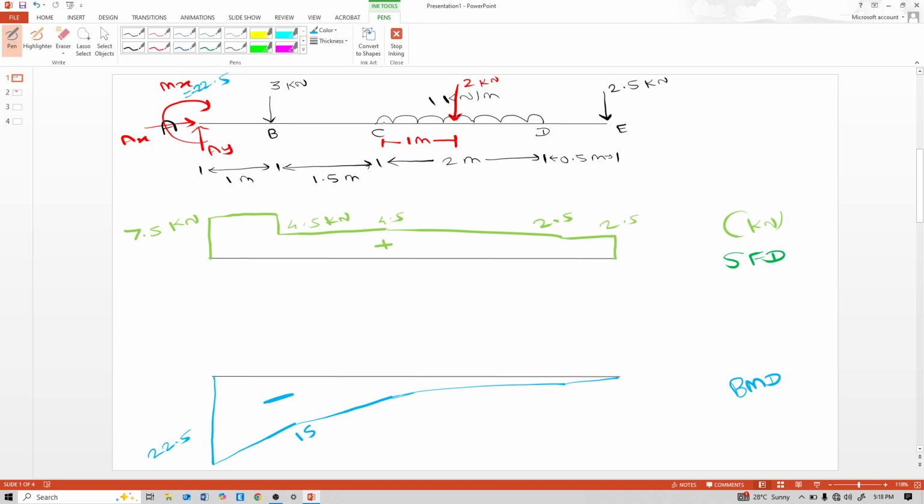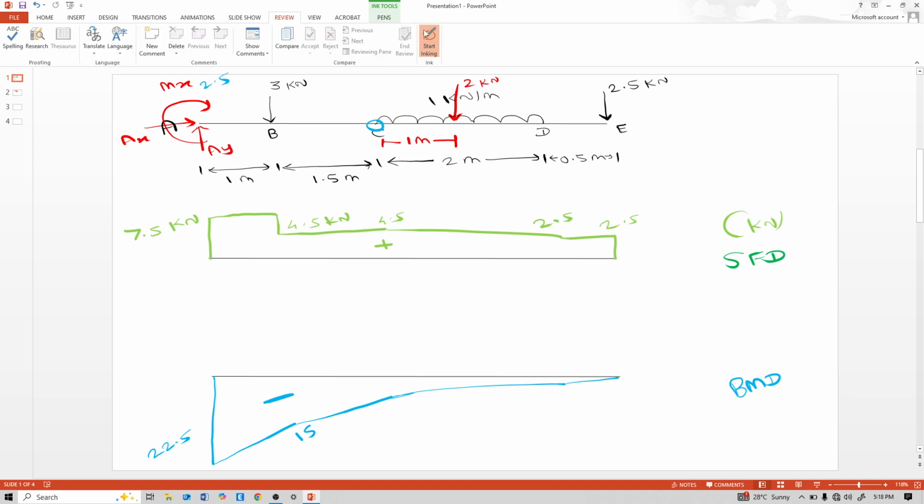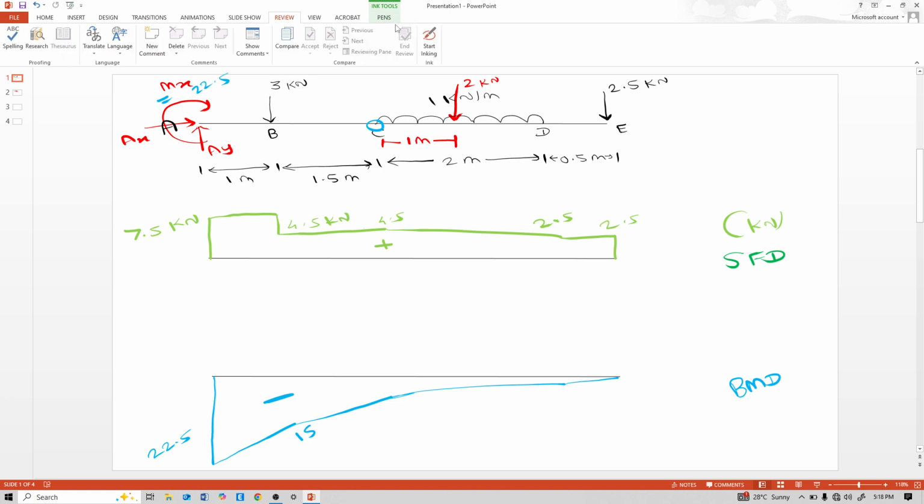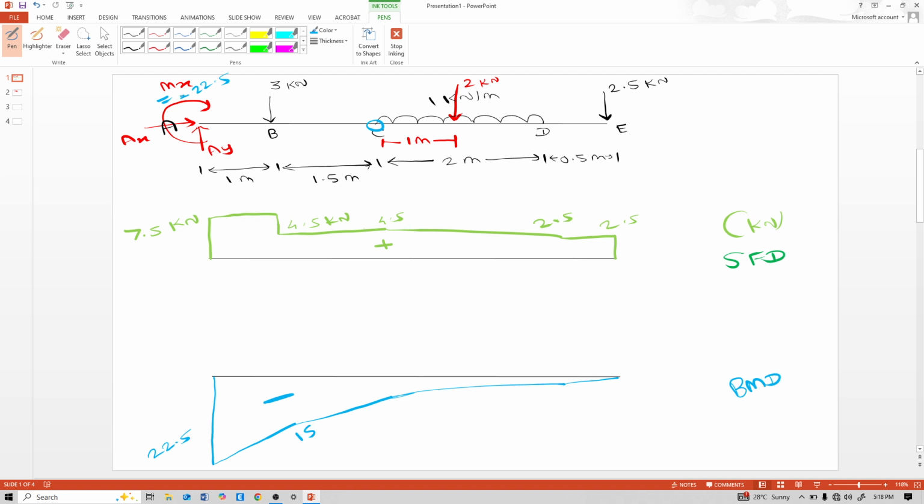Now calculate moment at this point. This is minus. So this is positive 7.5 into 2.5 minus 3 into 1.5 and minus 22.5. So it is 8.25. Unit is kilonewton meter.